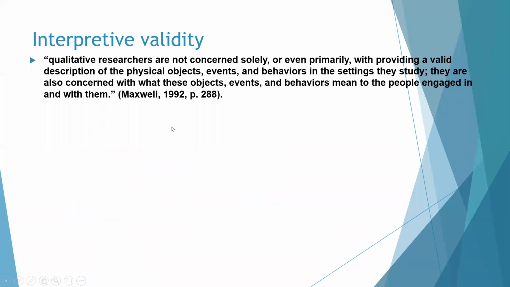Which leads us to interpretive validity. Maxwell writes, qualitative researchers are not concerned solely or even primarily with providing valid descriptions of physical objects, events, behaviors, and the settings they study. They're also concerned with what objects, events, and behaviors mean to the people engaged in and with them.